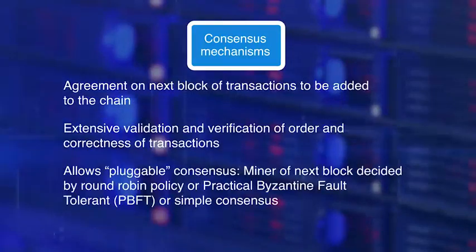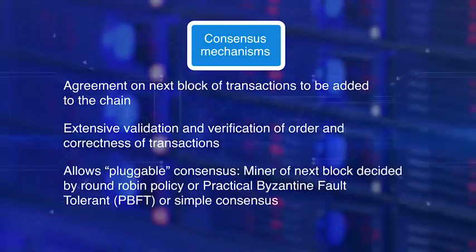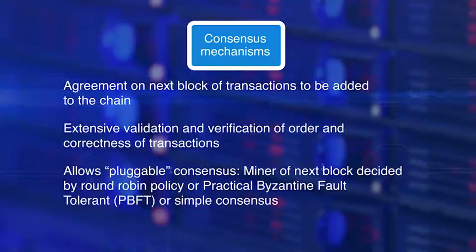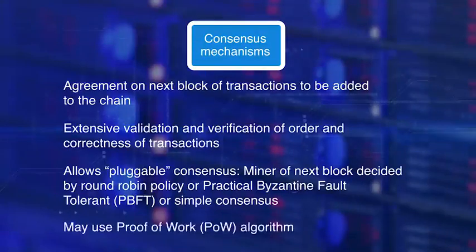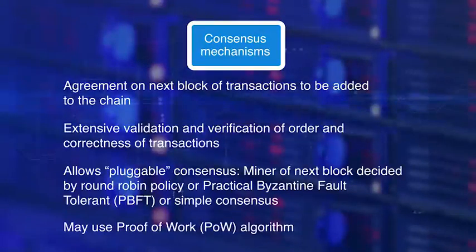That means depending on the characteristic of the channel, the miner of the next block is decided by a round-robin policy or a practical Byzantine fault-tolerant policy or anything in between. If the channel is deemed to be highly trustworthy, a simple consensus model will do. If it is a business-to-consumer channel where there's a potential for malicious operations, even a proof-of-work algorithm can be plugged in as the consensus model.